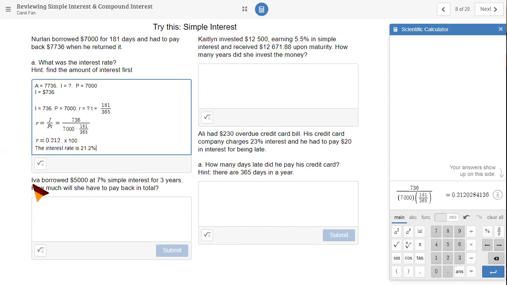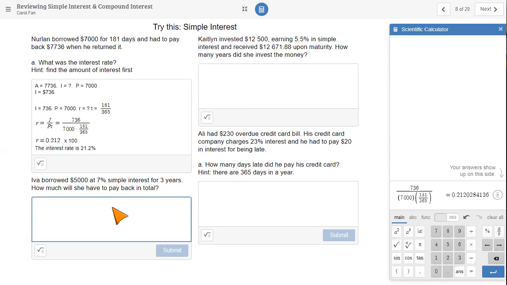Okay, the next one. Eva borrowed $5,000 at 7% simple interest for 3 years. How much did she have to pay back in total? So we know that interest is what we're looking for. Principal is 5,000, interest 0.07, and time is equal to 3. So let's substitute our values in. Interest is equal to 5,000 times 0.07 times 3.